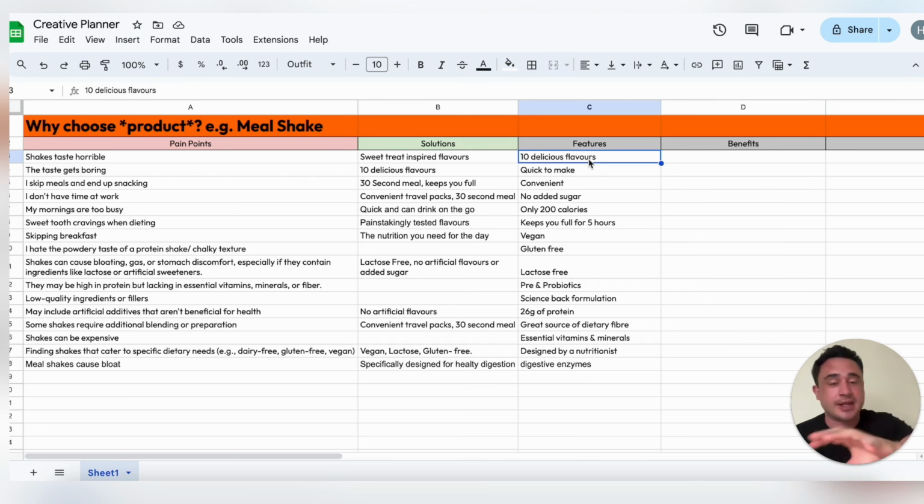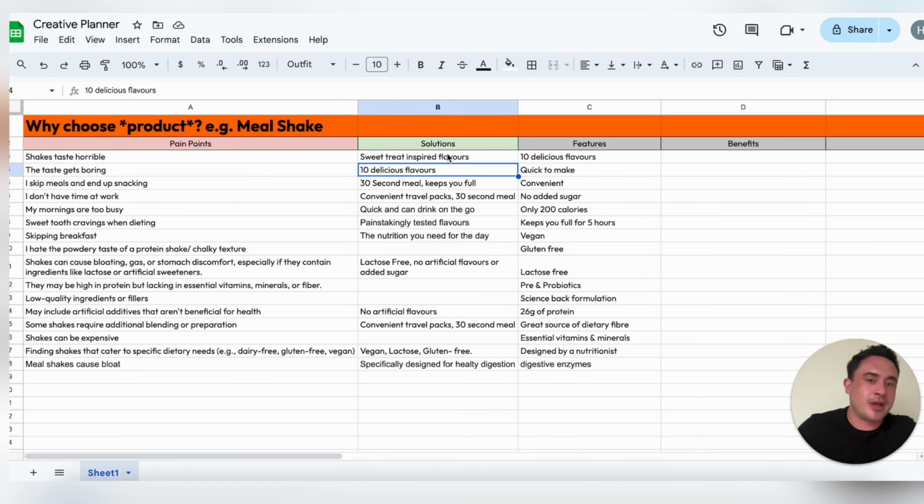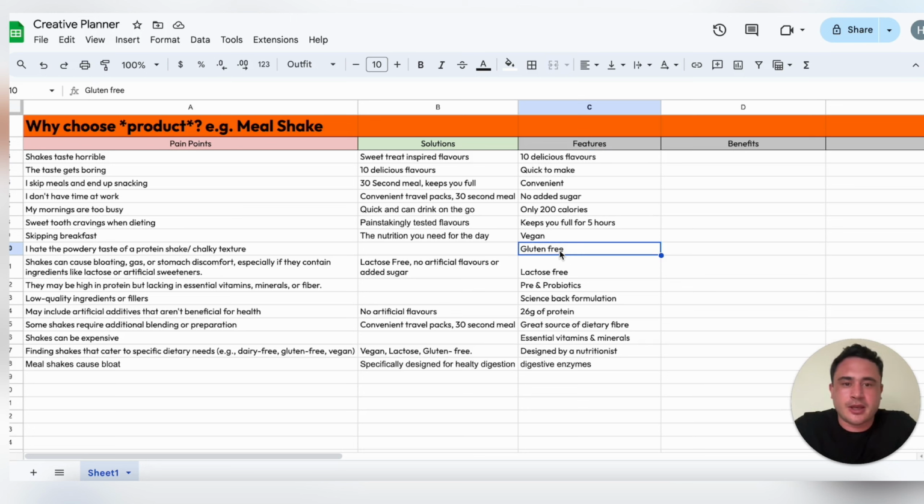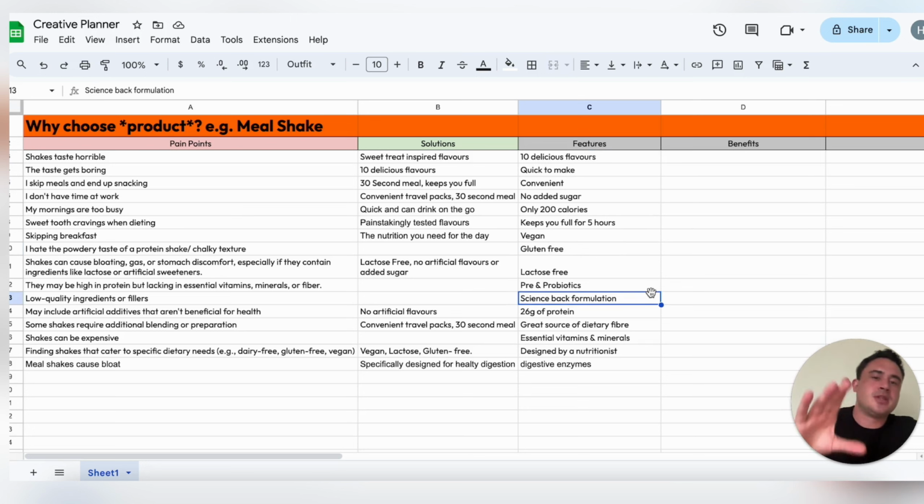You might not always lead with 10 delicious flavors with your hook, but if we've got a hook that's based on sweet treat inspired flavors, we might go in with 3 bullet points of features that will support that, such as 10 delicious flavors, only 200 calories. So yes, they're sweet treats, but it doesn't have high calories. And you get 26 grams of protein, something like that. So I use these as ideas, but also these can back up other points.